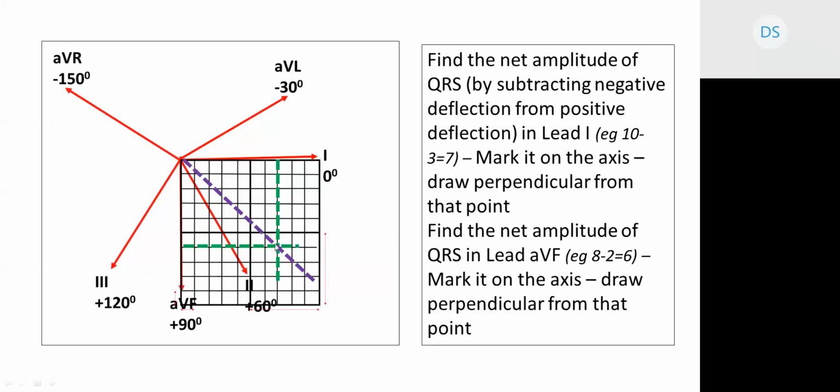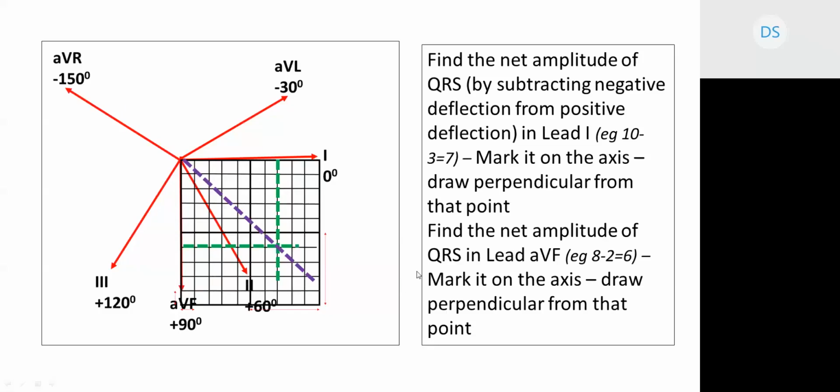I will find a point where these two lines are intersecting. Then I draw a line from the midpoint to this intersecting point. So my axis is going to be here. That means my axis is somewhere lesser than 60 degrees, but more than 30 degrees. So it's somewhere around 40 degrees. So my QRS axis is 40 degrees for this child.